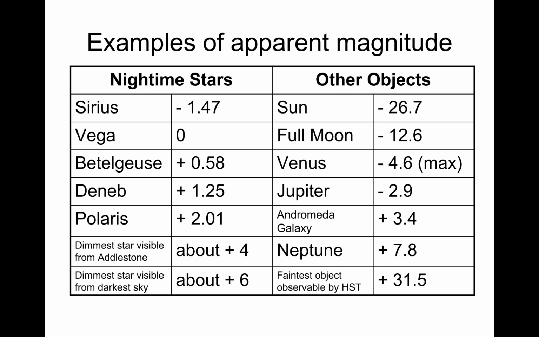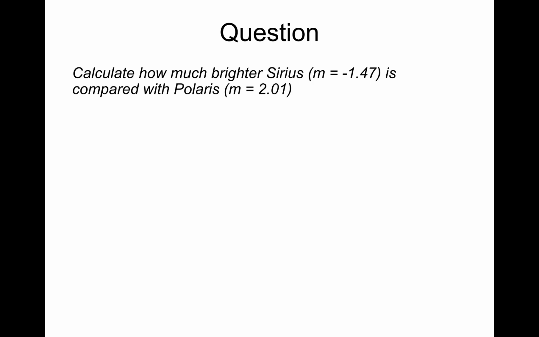So let's do a few questions now. So we're going to do this one. Now you can pause and try this if you like, if you're mathematically very competent. This one's: calculate how much brighter Sirius, which has an apparent magnitude of minus 1.47, is compared with Polaris, which has an apparent magnitude of 2.01. So what you need to do is find the magnitude difference. So we've got 2.01 minus 1.47, so just add them together. That gives a difference in apparent magnitude of 3.48.